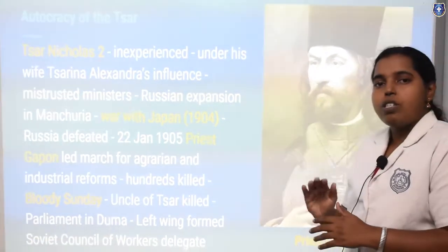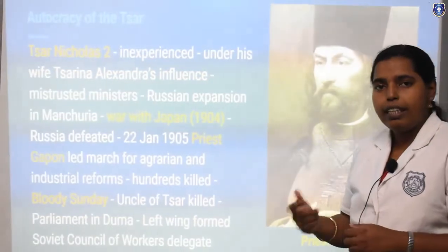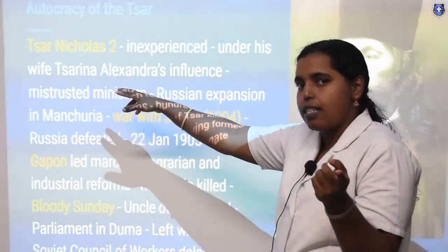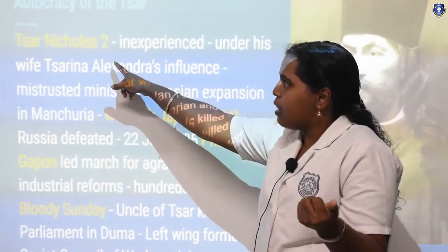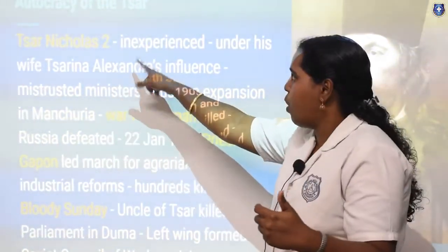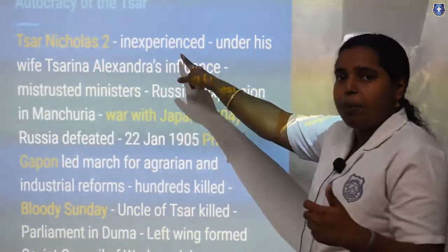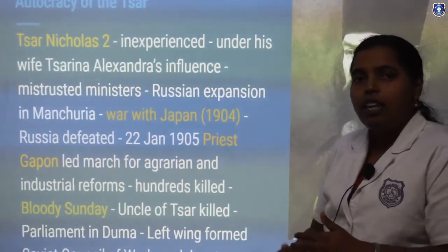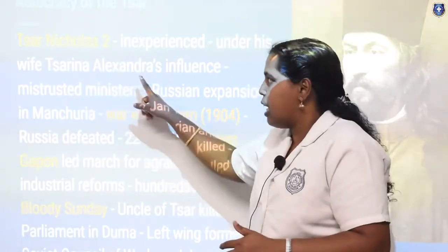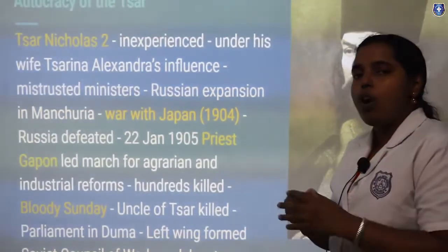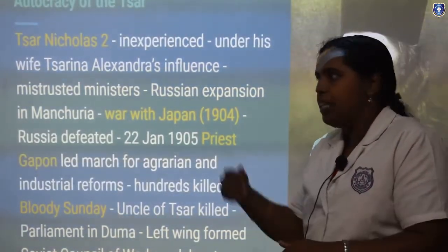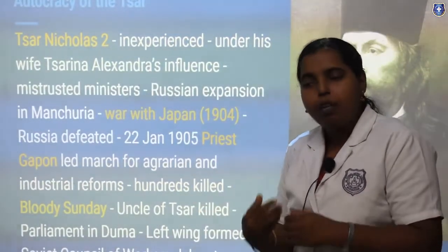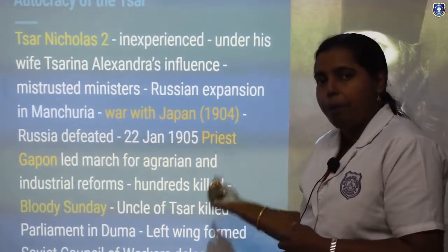But Tsar actually was not a very efficient leader in the sense. So Tsar Nicholas II, that was Tsar Alexander the First. Now Tsar Nicholas II was not so efficient. He has been explained as an inexperienced ruler, and he was under the influence of his wife Tsarina Alexandra. She was the main person who was dominating Tsar Nicholas II, and he was not able to bring out proper reforms for the common people.